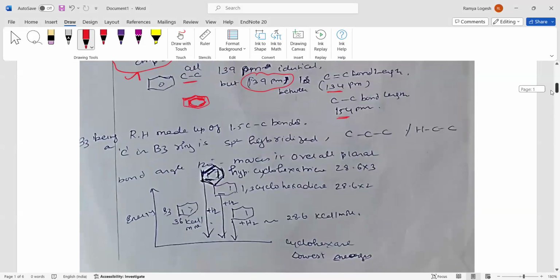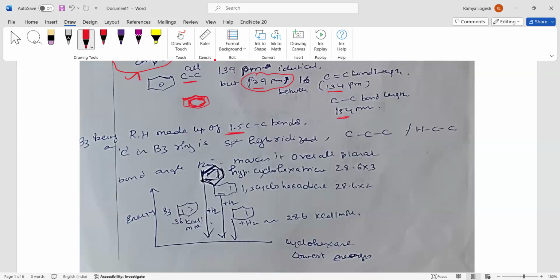Going on with respect to the resonance energy. So what do we understand? If it is 139 picometer, it is not actually made up of only a C=C double bond or only a single bond. So what is it made of? Scientists claim that the resonance hybrid of benzene, which is the most stable form, would be made up of 1.5 times the CC bonds. And that is the reason why you have this kind of bond length.